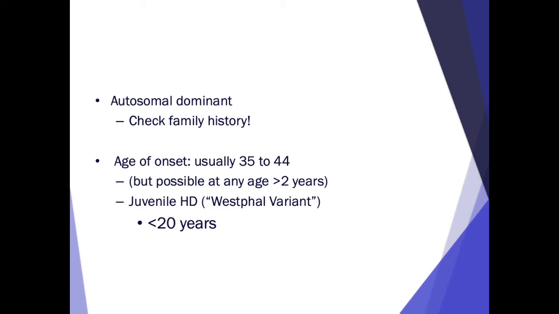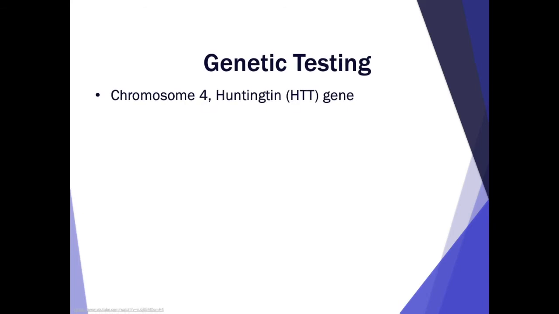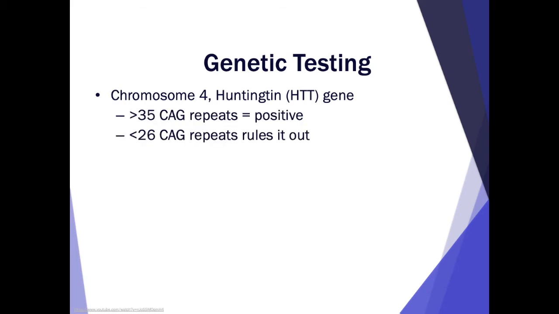So to diagnose it, we use genetic testing. Now, Huntington results from a mutation on chromosome 4 on the Huntington gene, or HTT. So we're looking for CAG repeats. Anything over 35 means it's a positive test. Anything less than 26 rules it out completely.